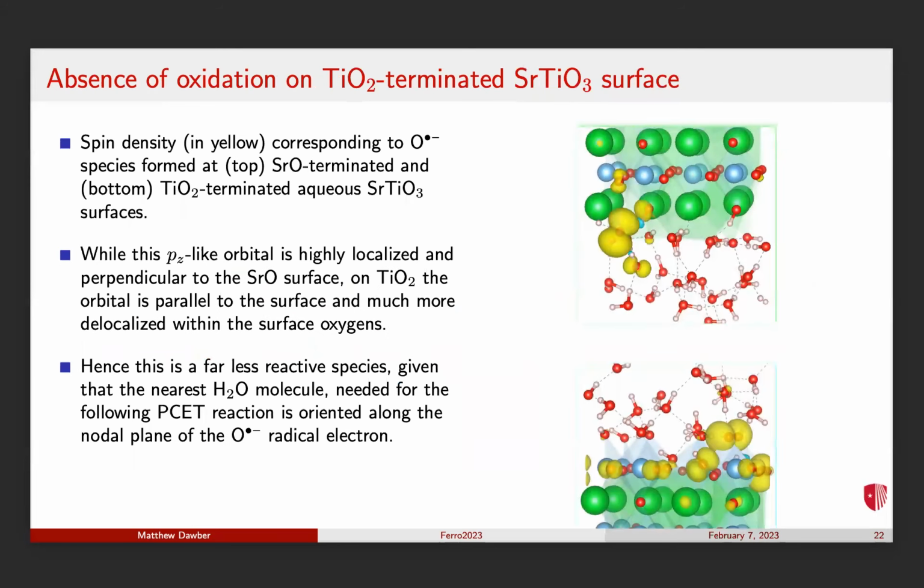You can get some insight into that by looking at the spin density of where the O minus species is. Here in strontium oxide, you've got this nice localized orbital that can react well with the water, whereas in the case of titanium dioxide, it's quite delocalized over this surface and less likely for this reaction to occur.